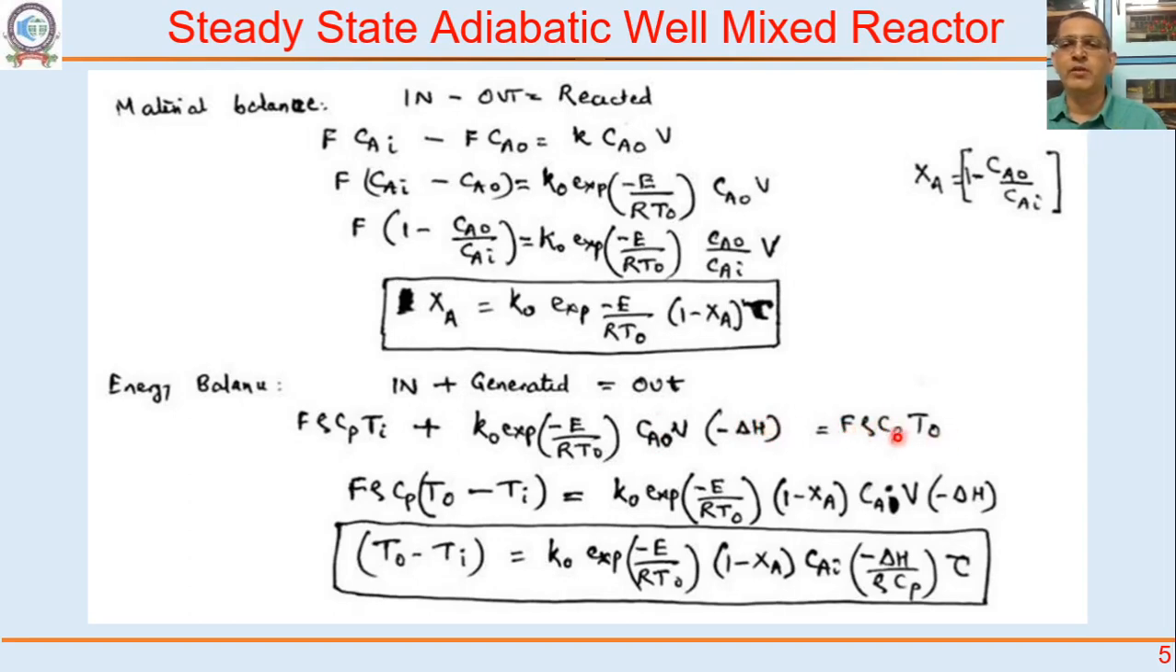This is equal to the enthalpy that goes out. Rho CPT out is the enthalpy per unit volume multiplied by volumetric flow rate, so that will give you the rate at which enthalpy goes out. If you rearrange this expression, you can write it in terms of TO: T out minus T in is equal to K naught exponent of minus E by RT naught, 1 minus XA, CAI delta H by rho Cp, and tau. Okay.